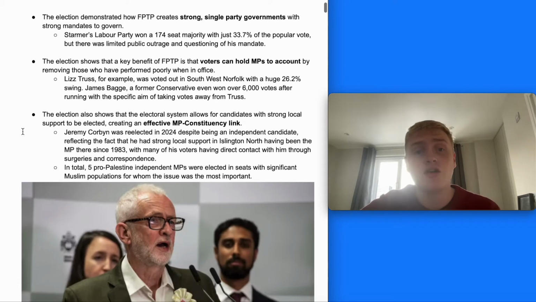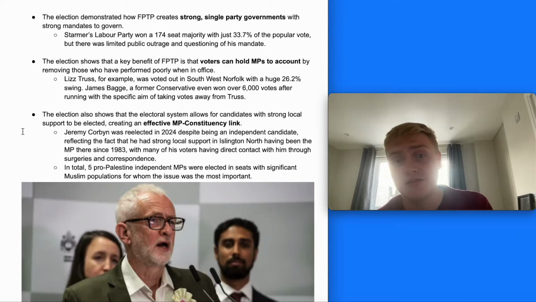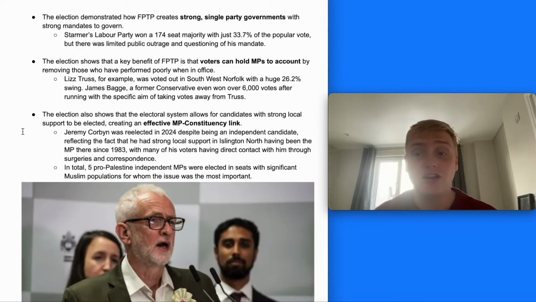The election also demonstrated that first past the post does create strong single-party governments, which is one of the key stated benefits of first past the post. Starmer's Labour Party won a 174-seat majority with just 33.7% of the vote. So ultimately, it should have led to massive outrage: does he have a mandate? Do the Labour government have a mandate?